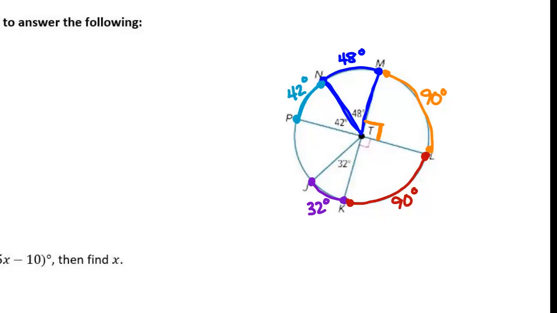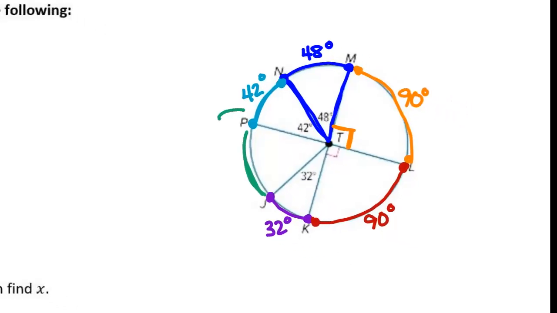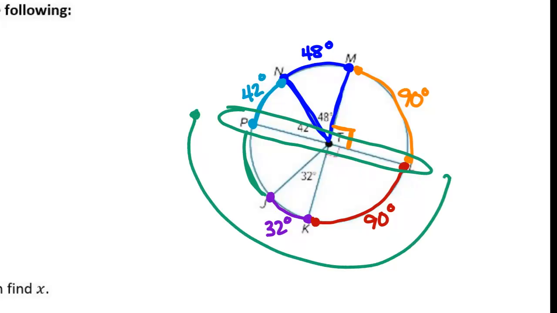I know of two possible ways to find arc PJ. Who can give me one of those two ways? Close. Not 180. 360. If I'm going all the way around the whole circle, then I would have to subtract it from 360. I like what you said about 180, though, because 180 is how much of the circle? Half the circle. So if I can find a diameter like this, I know that it's 180 from here to here. That gives me less to add and subtract, and I'm going to get the same answer. We can do it either way.